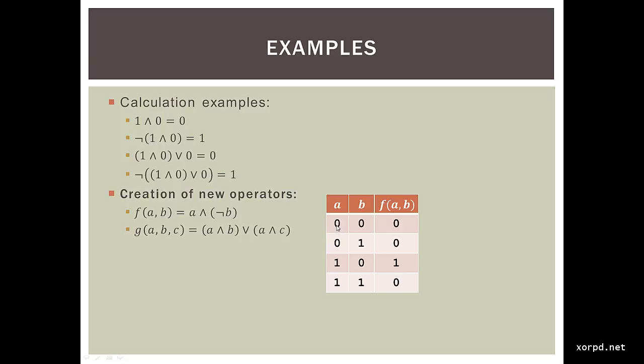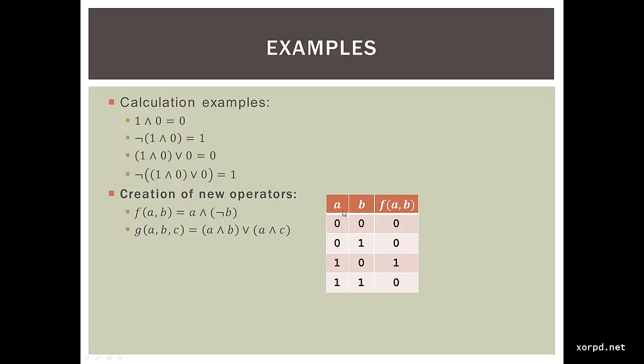If you try to put 0 and 0 inside this expression, you are going to get 0, because 0 and the negation of 0, which is 1, equals 0. Now we try 0 and 1. 0 and the negation of 1 equals 0 too. We move on to A equals 1 and B equals 0, which gives us 1 and the negation of 0, which is 1.